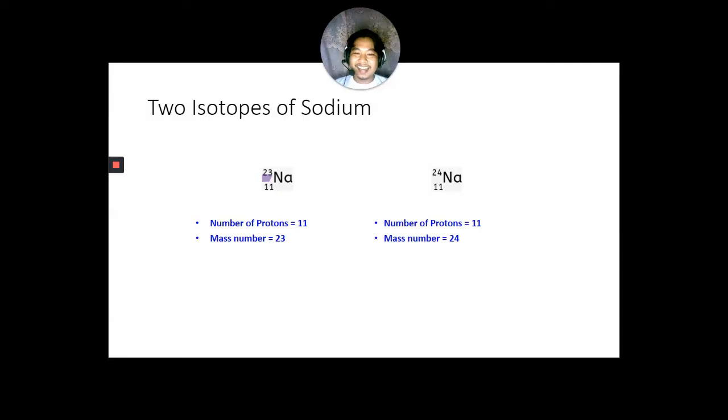Okay, very good. Ang galing-galing. We simply subtract mass number 23 minus 11, right? The formula, 23 minus 11, you'll get 12. 24 minus 11, you'll get 13. So the neutron number differs because we call them isotopes, and they are isotopes of sodium.